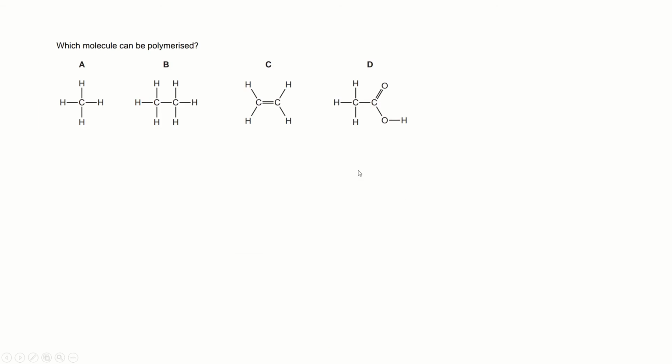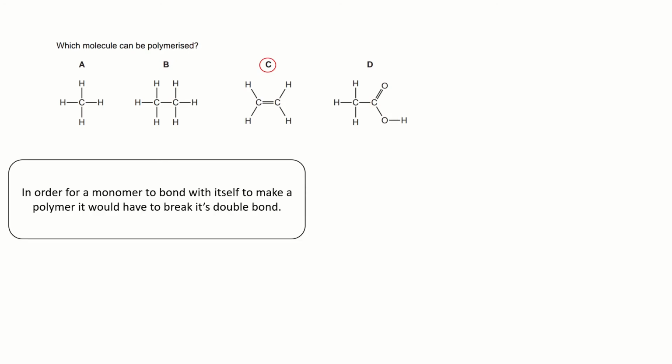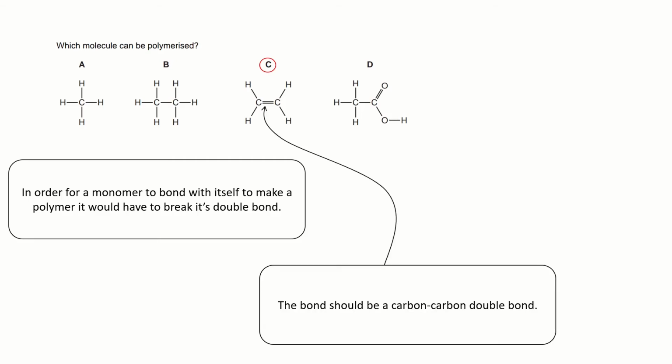And finally, the last question. Which molecule can be polymerized? Now, if your answer is C, you are right again. Now, in order for a monomer to bond with itself to make a polymer, it will have to break its double bond. The bond should be a carbon atom, double bond. So, yeah.